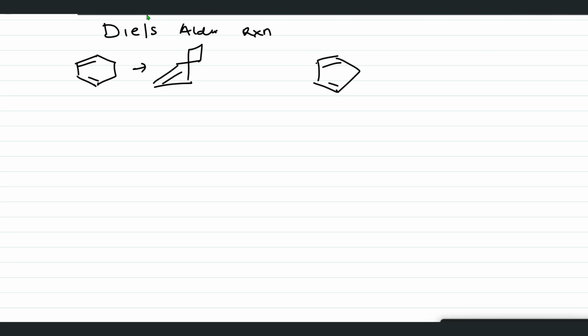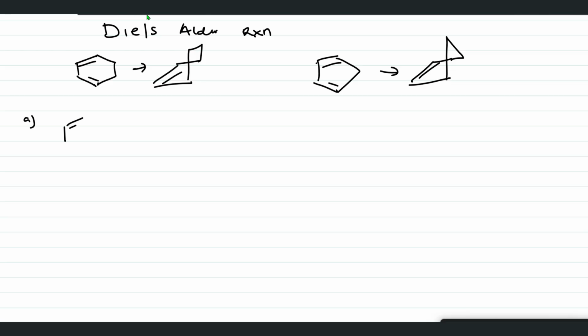I'll tell you. When the diene is cyclic, you expect a bicyclic. So if it's like a cyclopentane, then you know you're going to end up with a bridged product. And yeah, we can take examples.